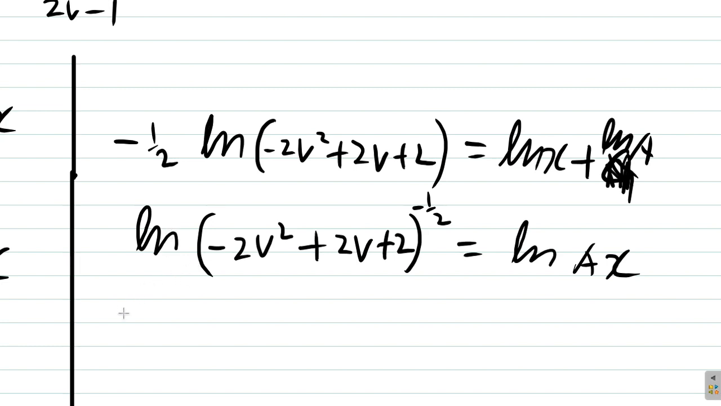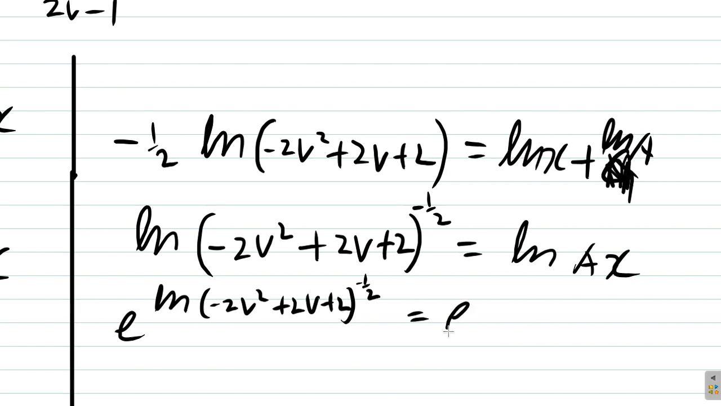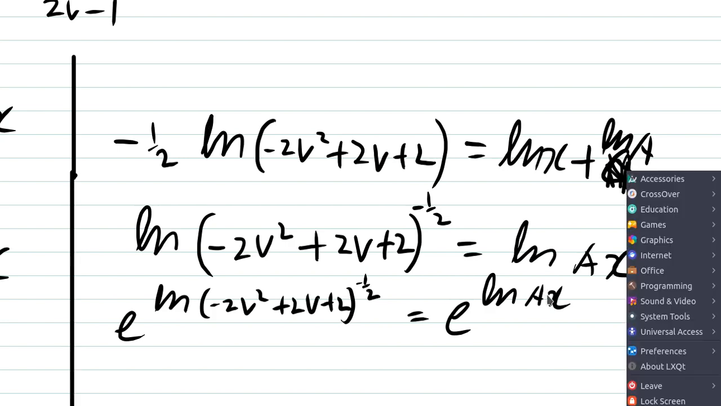Now we can say e to the power of ln of (negative 2v squared plus 2v plus 2) raised to the power of negative half is equal to e to the power of ln ax. Now you have to remember the other rule: e to the ln of a number is equal to that same number.